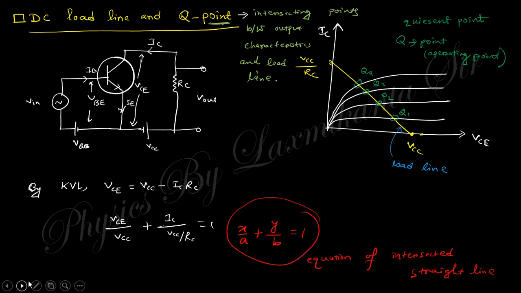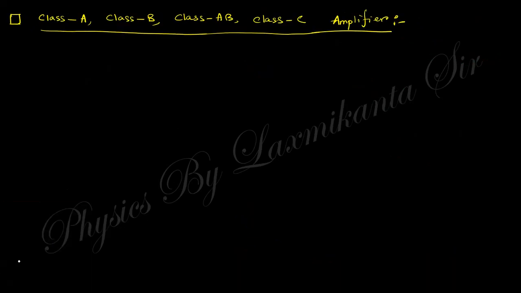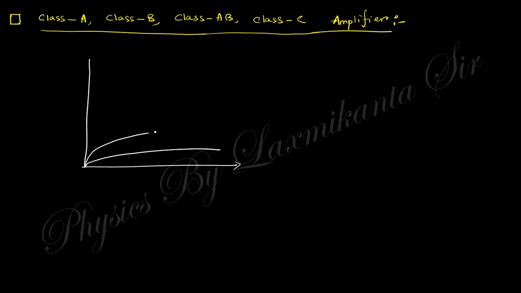Why do we need to know about the Q point? Because depending upon the Q point, the amplification of this amplifier depends. The transistor is an amplifier, not a rectifier. How inputs are amplified in the output region, in what portion, actually depends on this Q point. For that, there are 4 types of classes: class A, class B, class C, and class AB amplifier. Think clearly. This is our output characteristics, and suppose this one is IB equal to 0, and IB is increased like that. That means this is the cutoff region.